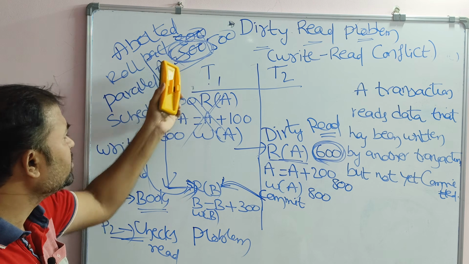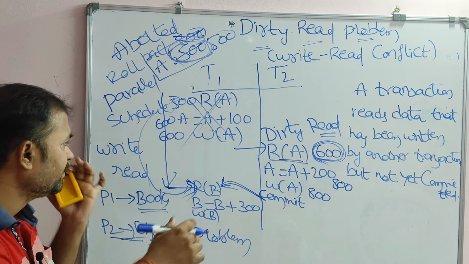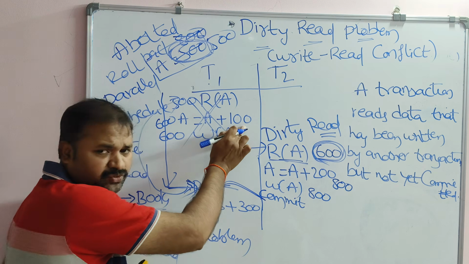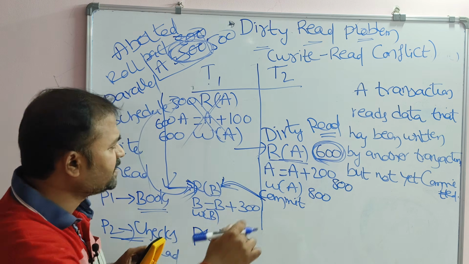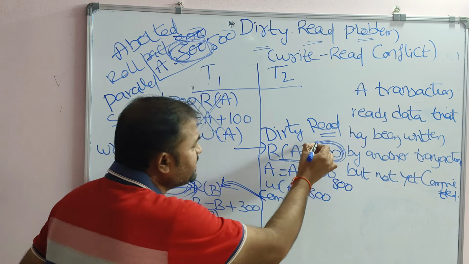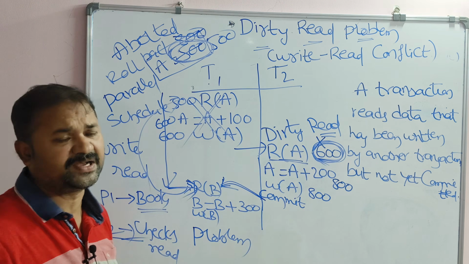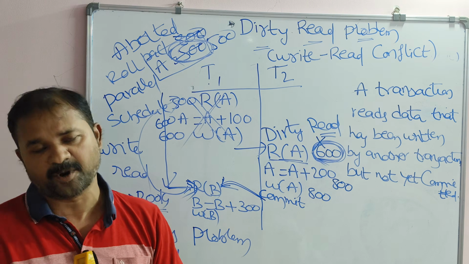Actually, what is the initial value of A? 500. But after that it was changed to 500 plus 100, it was changed to 600. So that's why T2 read the A value as 600. But this is not the correct value. This is the wrong value. So we call this problem the dirty read problem.